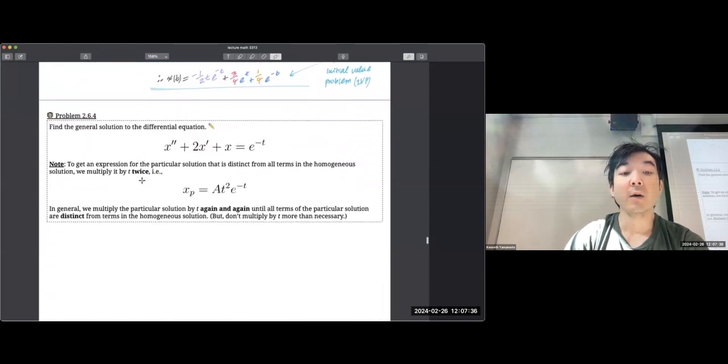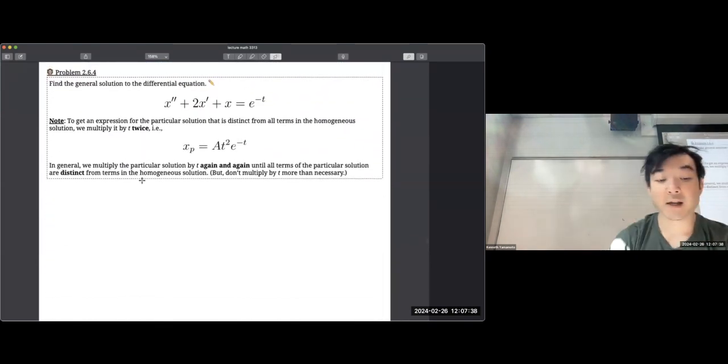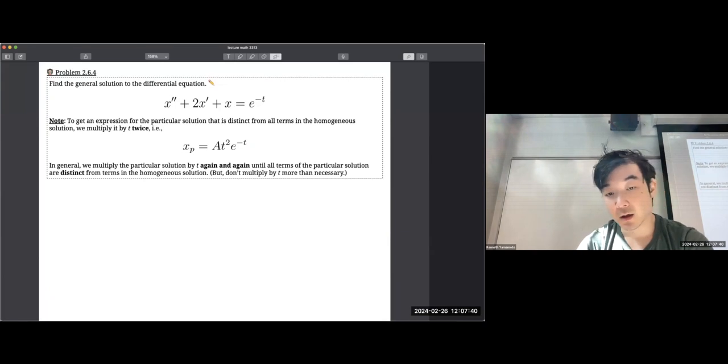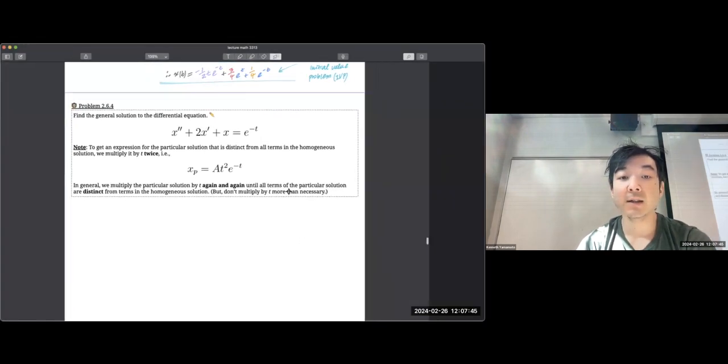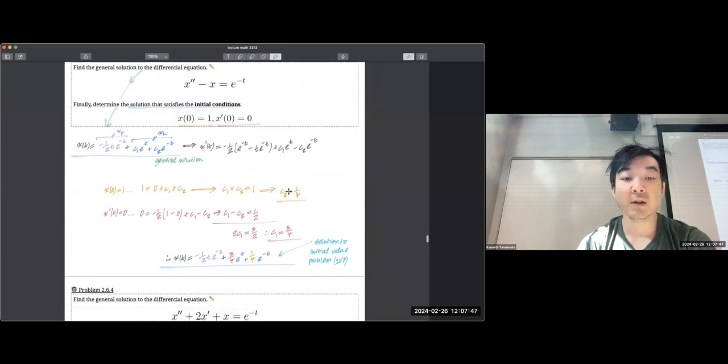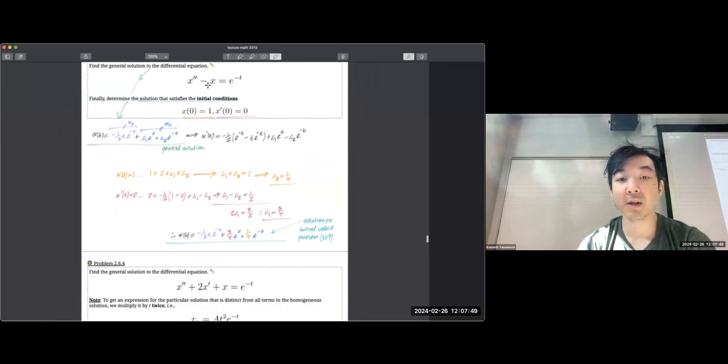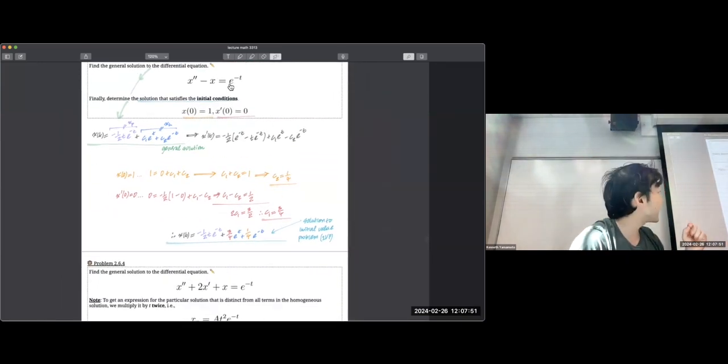Okay, so now let's look at another exponential forcing function. What I've done here is I took this equation up here. I kept the right-hand side the same, because that's e to the negative t.